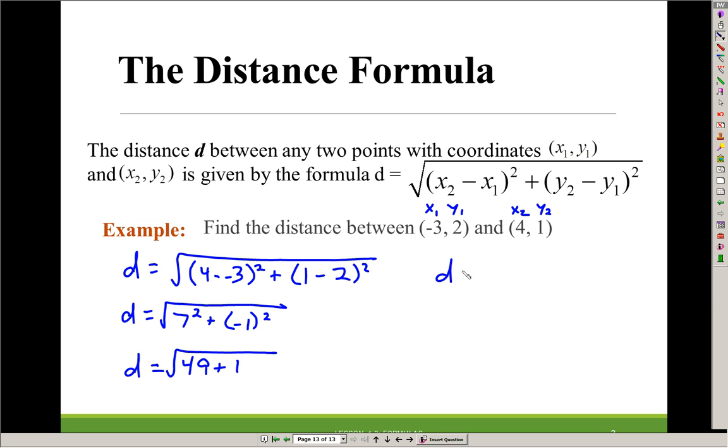That is the square root of 50, which is approximately 7.1. So use the formula, substitute the values in, and simplify it. And remember that a negative squared is a positive.